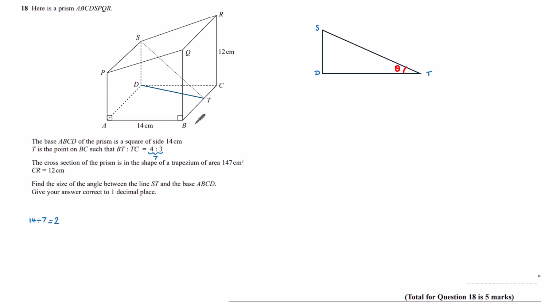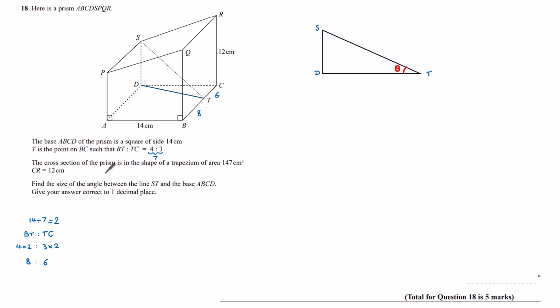we know the length of B to C to be 14 centimeters, as this is a square. 14 divided by 7 is equal to 2, so each part is worth 2. So splitting in the ratio BT to TC being 4 to 3, BT is 4 times 2, TC is 3 times 2, which means I've got 8 centimeters and 6 centimeters, which I can now label on my diagram.